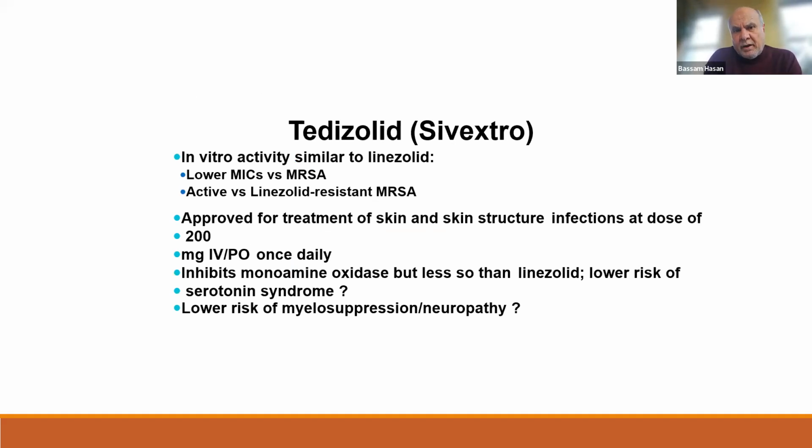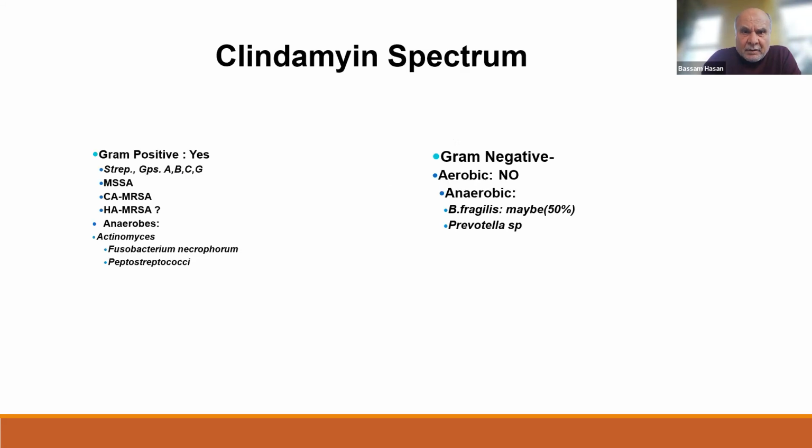And the new release is tedizolid. The good thing about it is it is once a day. It is more expensive, like 200 milligrams once daily, IV and PO. We use it for MRSA. The main use is skin and soft tissue infections. The difference between this one and Zyvox is the bone marrow toxicity, but if you give it long enough, at the end of the day, they will both have the same side effects. So nothing really further to say about this.